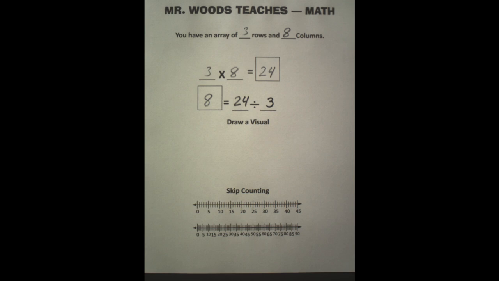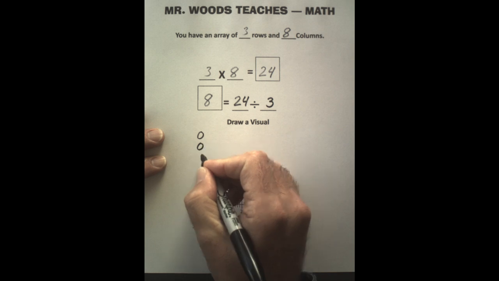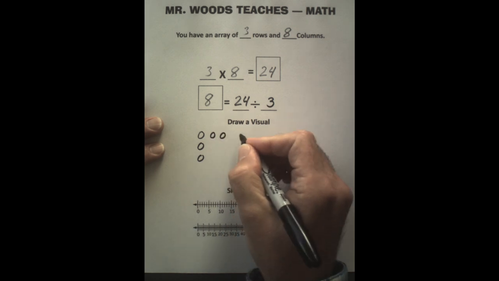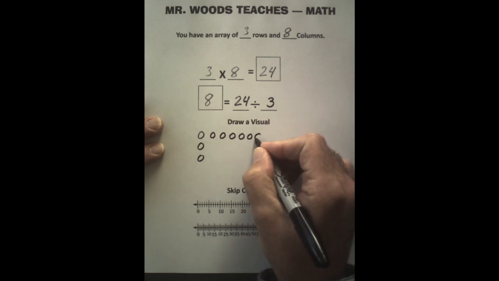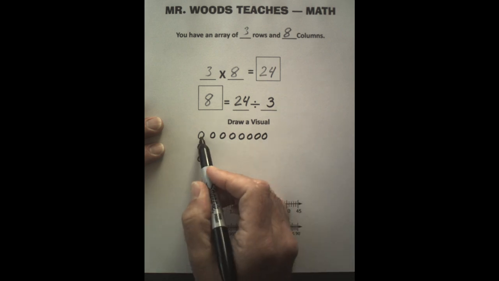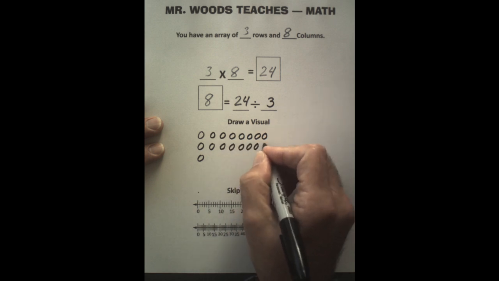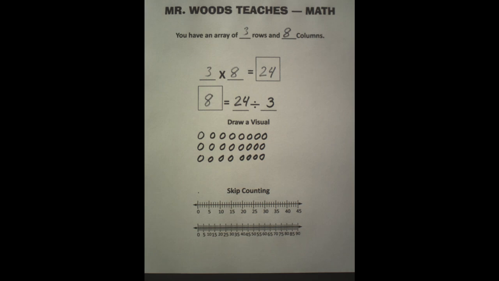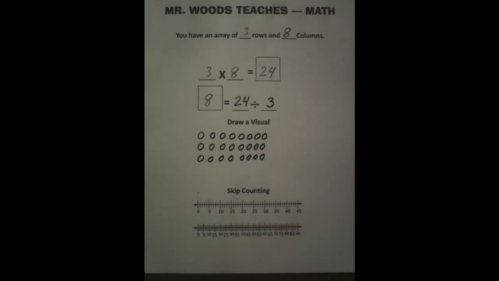Well, let's draw a little bit of a visual on this, though, too. So we have 3 rows, 1, 2, 3, and 8 columns, 1, 2, 3, oh, I'm sorry, that's 1, 2, 3, 4, 5, 6, 7, 8. Remember, we always have to count the first row here, too. Let's fill this out. So now we have 3 rows of 8.